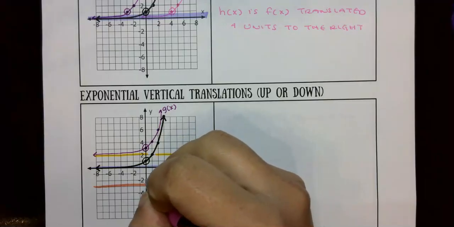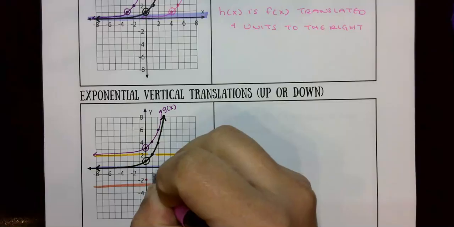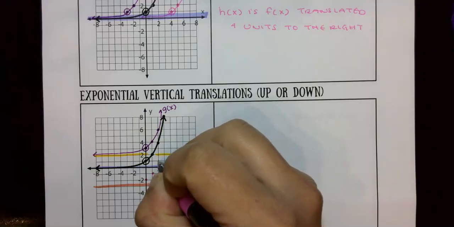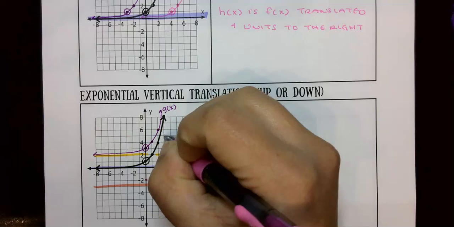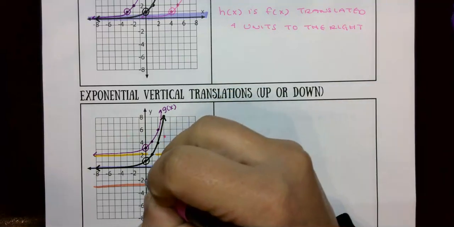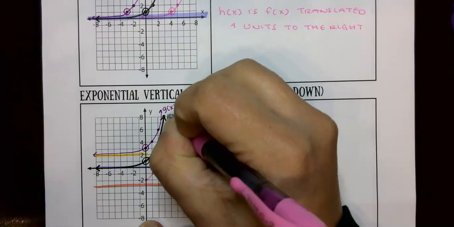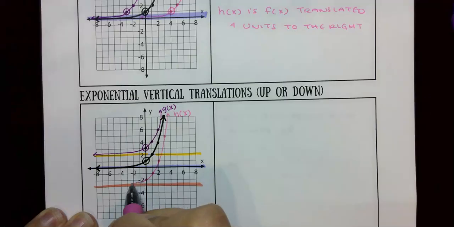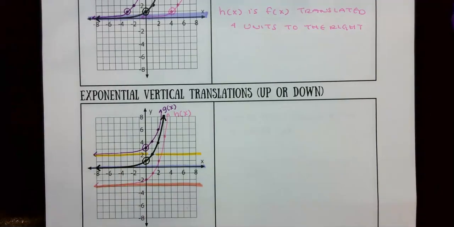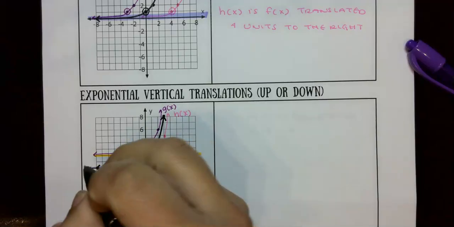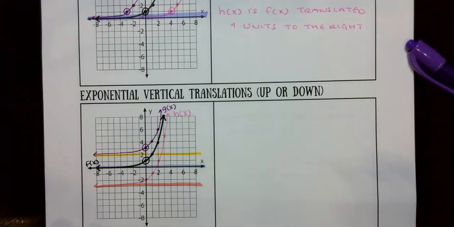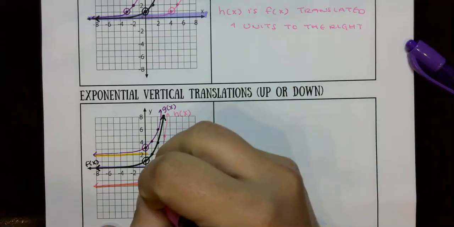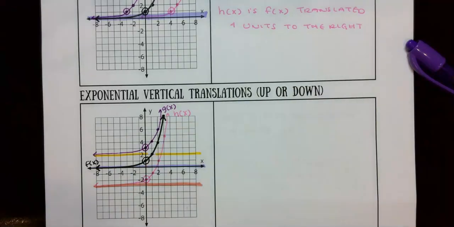1, 2, 3. 1, 2, 3. And then this one, 1, 2, 3. All right, I'm going to connect them on this side and call this h of x. And then when I come to this side right here, just let it glide. And I'm going to call this f of x. All right, I'm going to circle my y-intercept, and I can see where this graph was moved 3 units down.